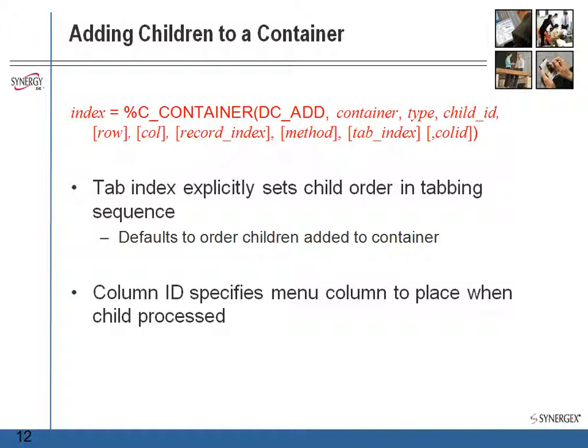You'll also notice that you can specify the ID of a menu column when adding a child to a container. If you do, then cProcess will ensure that the associated menu column is placed on the menu bar of the application whenever the child is being processed.